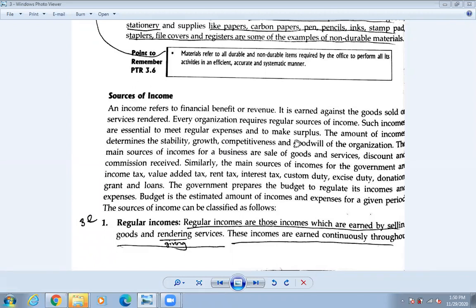Suppose your income is 5 lakh rupees. Okay, so he is so happy, a smiley boy. He has 5 lakh rupees and his expenditure is 2 lakh rupees. Okay, so everything is finished now.